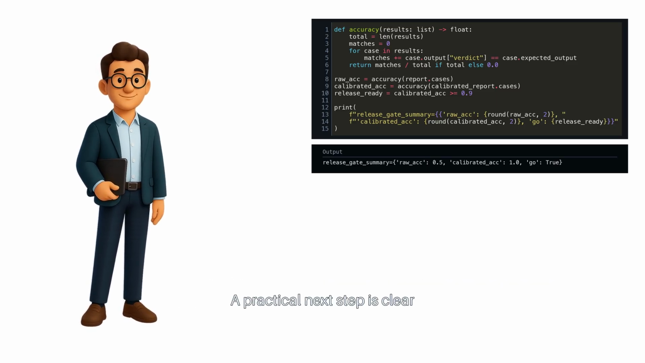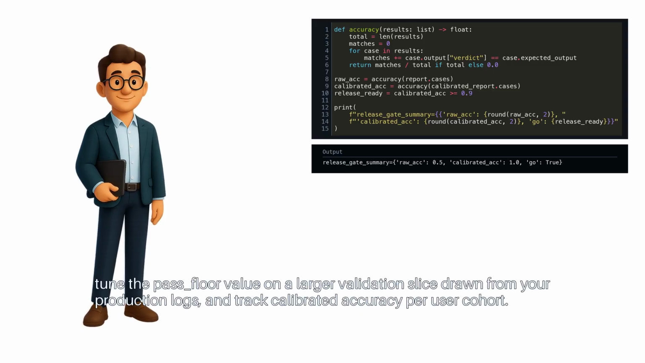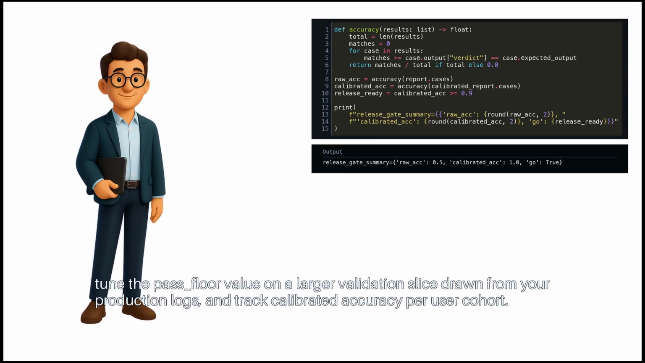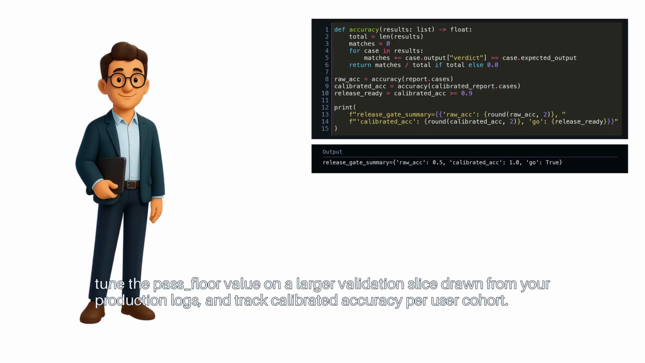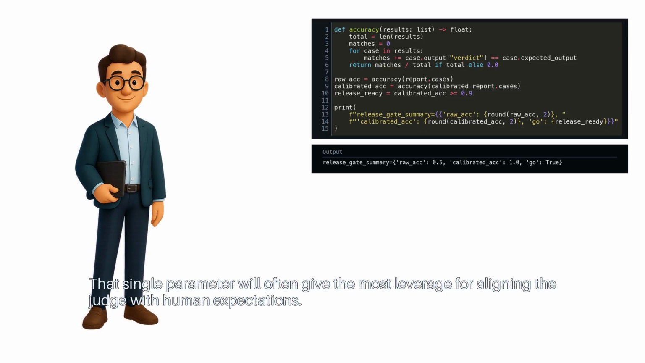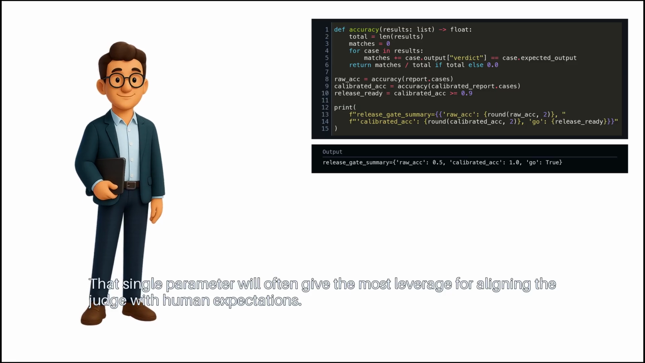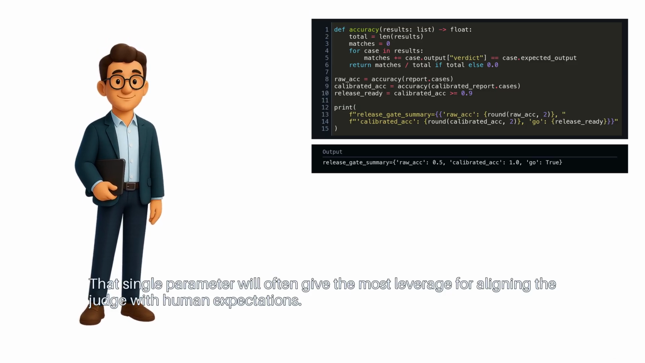A practical next step is clear. Tune the pass floor value on a larger validation slice drawn from your production logs, and track calibrated accuracy per user cohort. That single parameter will often give the most leverage for aligning the judge with human expectations.